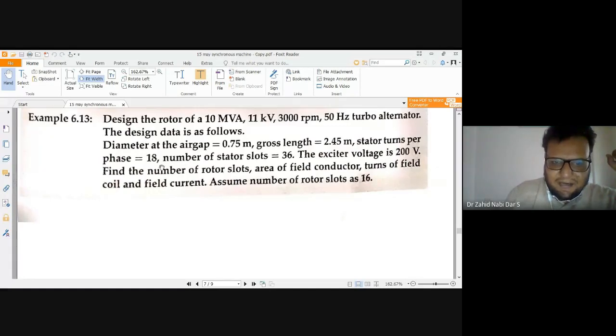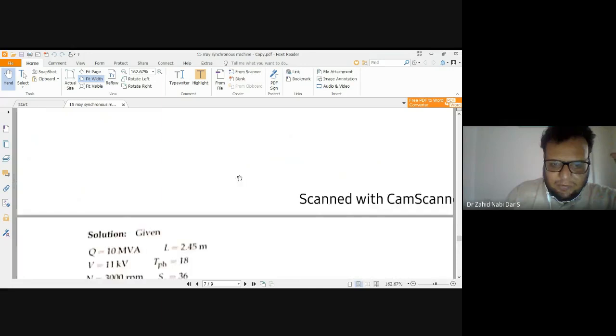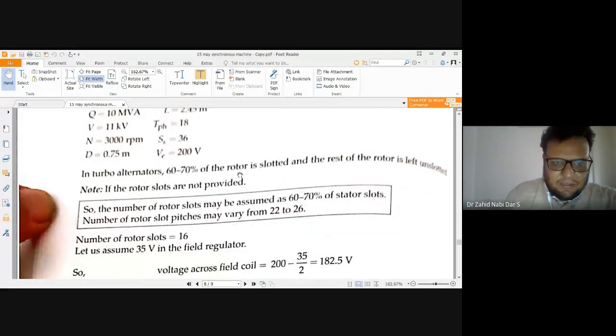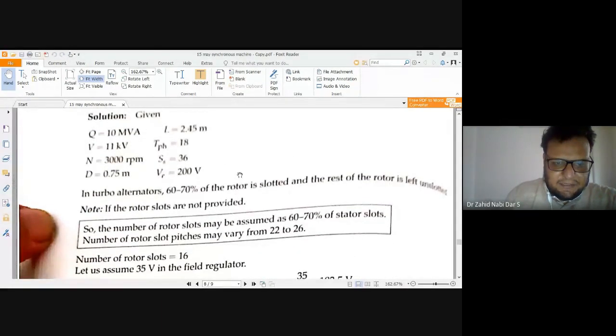Now diameter at the air gap is mentioned as 0.75, gross length is 2.45, stator turns per phase is this, the exciter voltage is this. Find the area of field conductor, turns of field coil, and field current. So let's go about this problem. First of all, whatever data they have mentioned is mentioned.